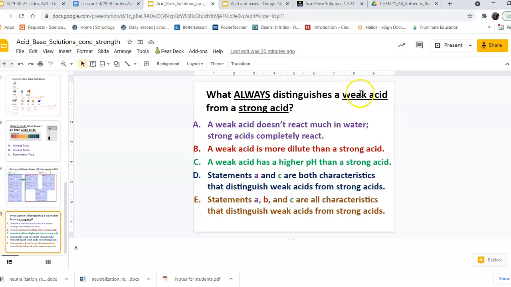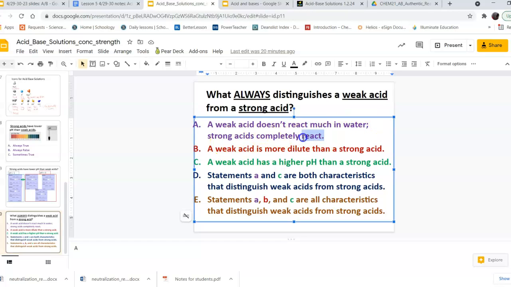What ways distinguish a weak acid from a strong acid? Take a look at those options. So let's look at each one of them. A weak acid does not react much in water. Strong acids completely react. That is very true. Okay, so we keep that one as true.